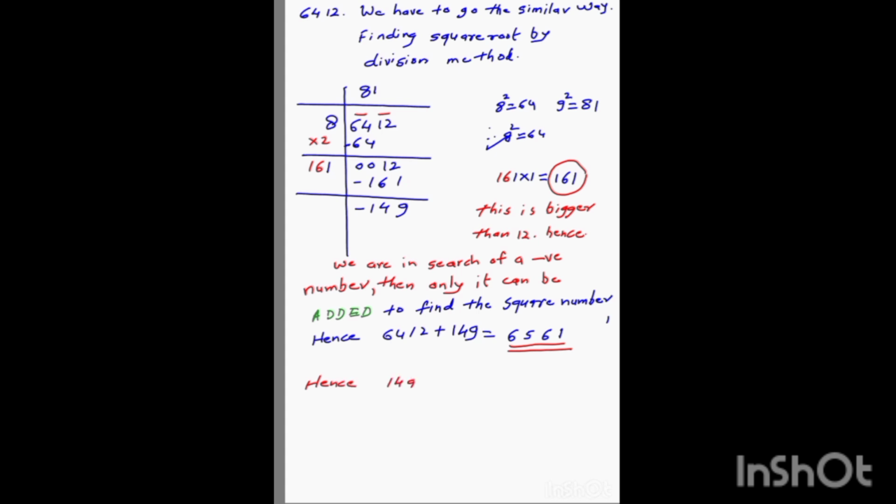What is the answer of this? We have to answer two questions. What number should be added to 6412? It is 149. And the new number so formed has a square root, and that is a perfect square. What is that? That is 81. The new number is 6561 and the square root of 6561 is 81. Okay, go ahead.